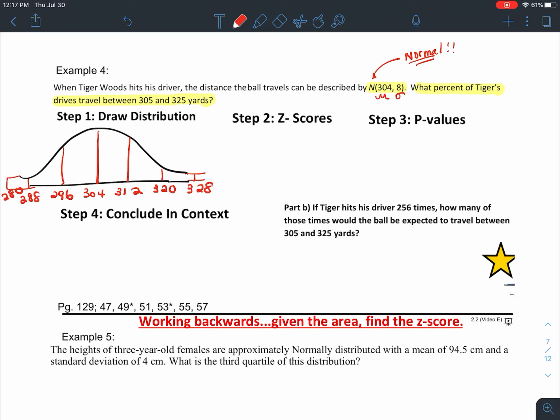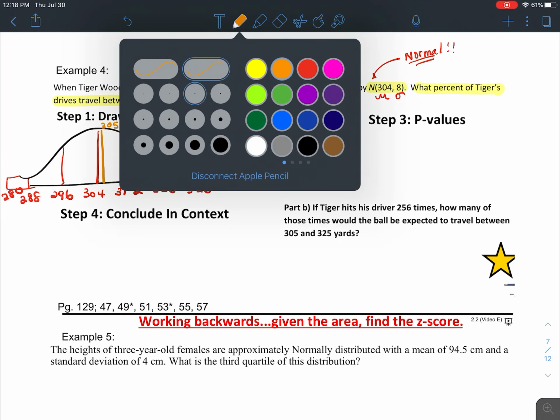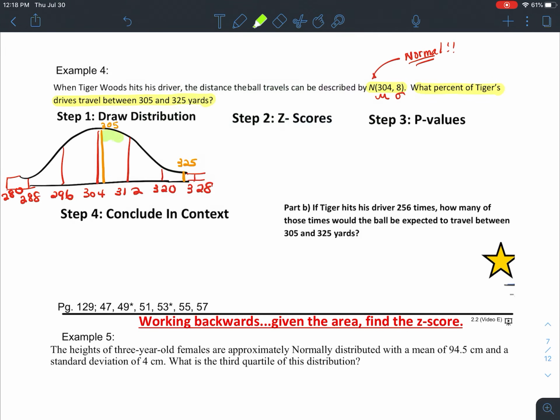This is 3 standard deviations on each side. By the way, when you go out 3 standard deviations on each side of the mean, remember the empirical rule says you've counted almost 100% of the data, about 99.7%. Step 2, z-scores. Before we do z-scores, let me mark off 305, maybe right there, and label it 305. To 325, about right here. I'm going to shade in the area in between those two values.